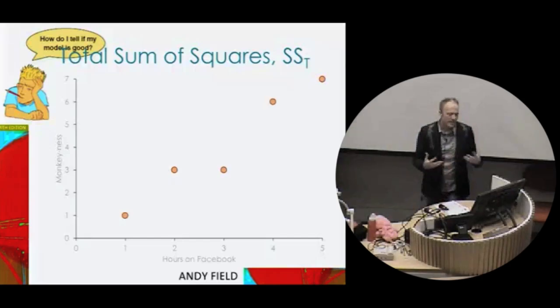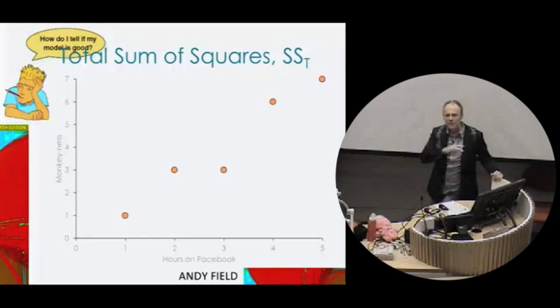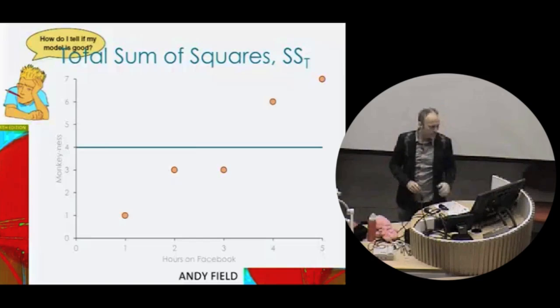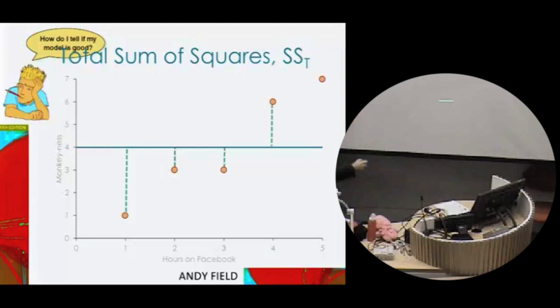So there's a few things we can assess. These are the data that we've collected. Now remember that if there's no effect whatsoever, if there's no relationship between these two things, you'd get a flat line. So we can represent this by the mean of all the scores that we've collected. Completely flat line. It predicts, no matter how much time we spend on Facebook, the same level of monkeyness, which is 4 on the scale.